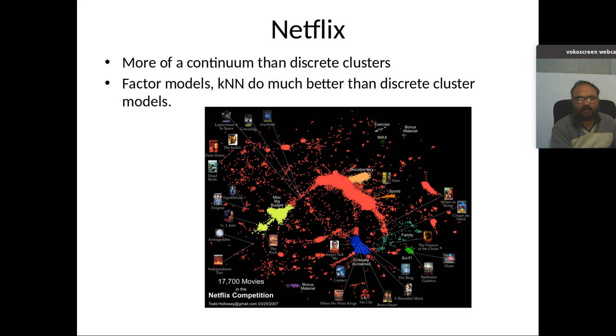We can see an example of Netflix, which is more of a continuum than discrete clusters. So let's say Netflix, instead of assigning or categorizing movies just by genre, it uses factor models, where KNN can do much better than discrete cluster models. So 2 movies can be considered similar even if they are from a different genre, or 2 movies can be considered different even if they belong to the same genre, based on what the content inside the movies are.